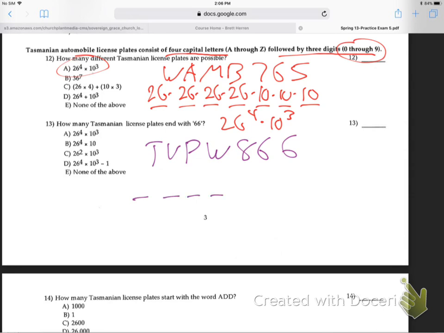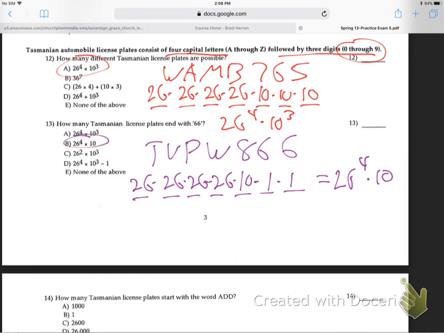Okay, I made all these decisions. I had 26 options, 26 options, 26, 26. And then I had 10 options, and then 1 and 1, because I had to do 66 at the end. Right? I had to do 6 and 6. There's only one option for each of those. That make sense? We good on that? That's 26 to the 4th times 10. There we go, B. Oh, it was B this time.